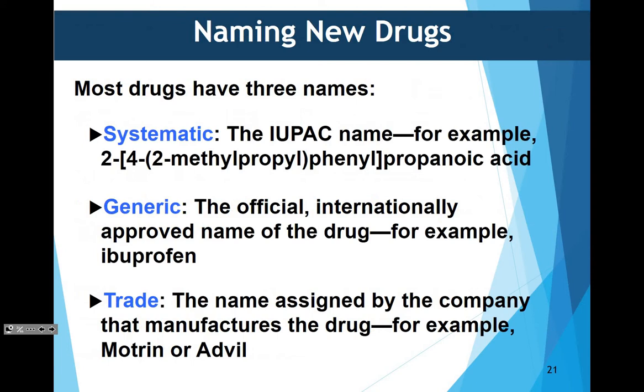All right, going forward. Okay, most drugs have 3 names. There's a systematic name, which we use the IUPAC, and it would be, for example, 2,4,2-methylpropyl-phenyl propanoic acid. A generic, which would be like ibuprofen. And a trade name, which would be like Motrin or Advil. So each chemical or each drug that we have has these 3 names. So it can be known by many different names. Usually the generic and trade names have nothing to do with the structure. The IUPAC has everything to do with the structure. Okay?